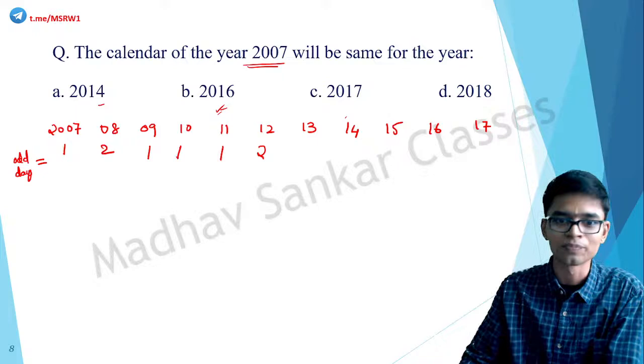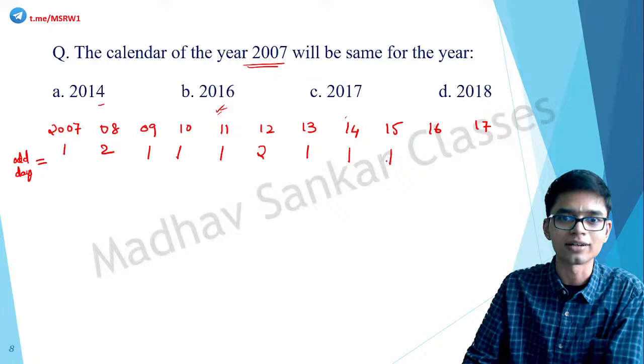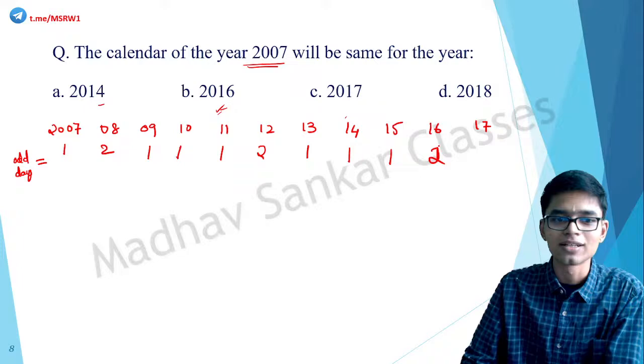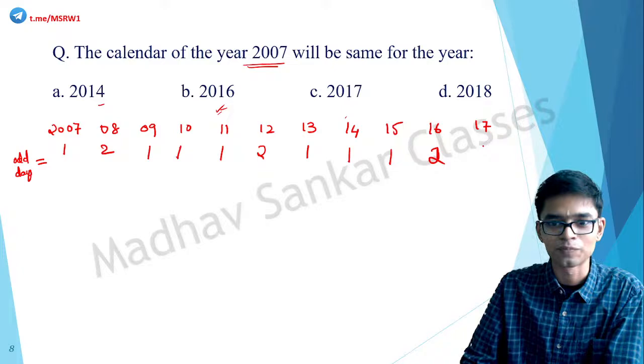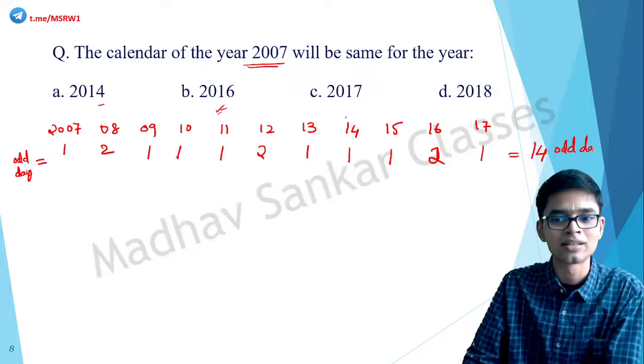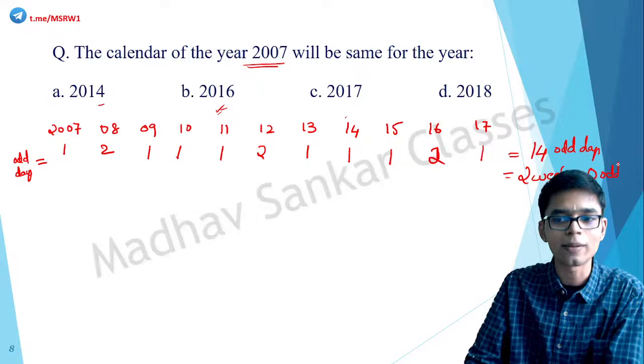So we continue. 2013, ordinary year. 14, ordinary year. 15, ordinary year. 16, sorry, 16 is a leap year. So what is the count? 1 plus 2, 3 plus 1, 4 plus 1, 5 plus 1, 6 plus 2, 8 plus 1, 9, 10, 11, 12, 13. And 2017 is an ordinary year, so the total becomes 14 odd days, which is 2 weeks plus 0 odd days. So the count of odd days has become 0.